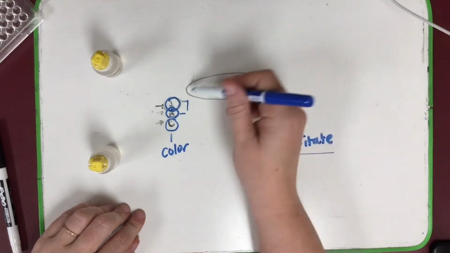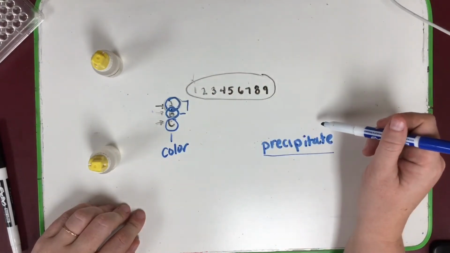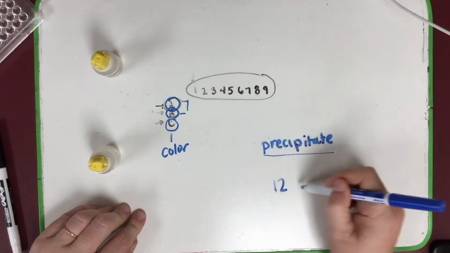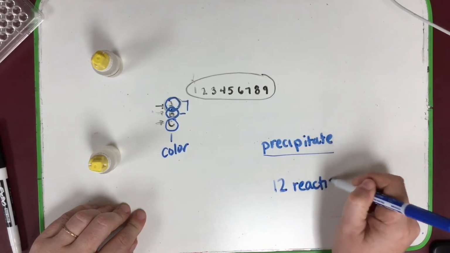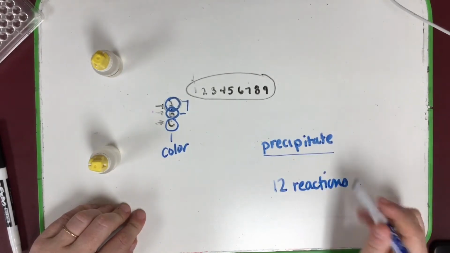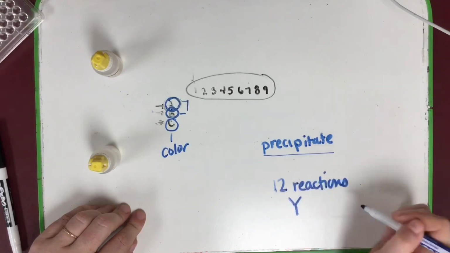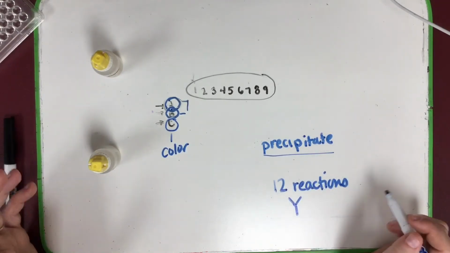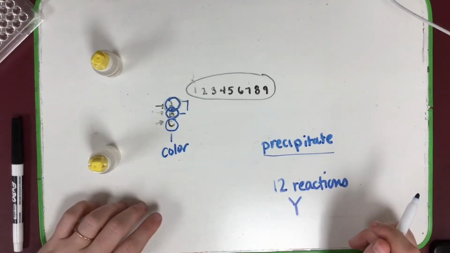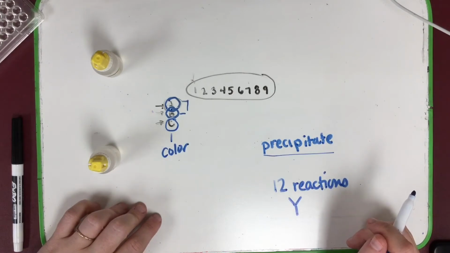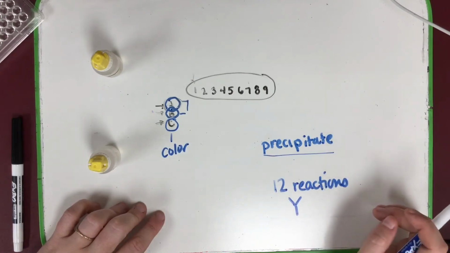From the 9 different numbered solutions, we want a total of 12 reactions, which means in your data table, you should record 12 Y's. Y for yes, the reaction occurred. All the rest of the cells should then just remain blank. If nothing happened, you don't write anything.